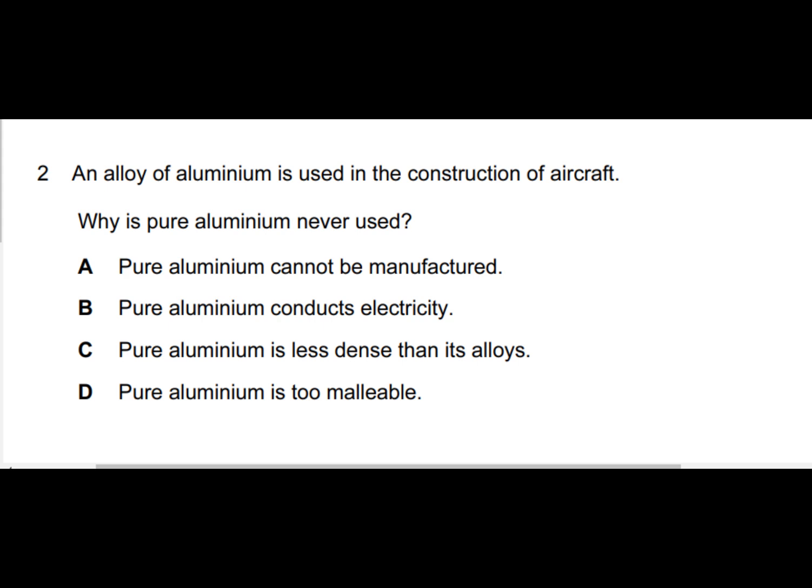But we are going to read all the options and I'll explain why the other three options are not correct. Alpha says pure aluminium cannot be manufactured. We have just manufactured pure aluminium from bauxite, so that is not a correct option. Bravo says pure aluminium conducts electricity. That is not the reason it is used in the construction of aircraft, so that is not the correct option either. Charlie says pure aluminium is less dense than its alloy. Yes, that is the reason, that due to its lower density it is used as a construction material for aircraft. Delta says pure aluminium is too malleable. Metals are malleable, and yes, pure aluminium is malleable, but that is not the correct reason. So Charlie is the correct option for this question.